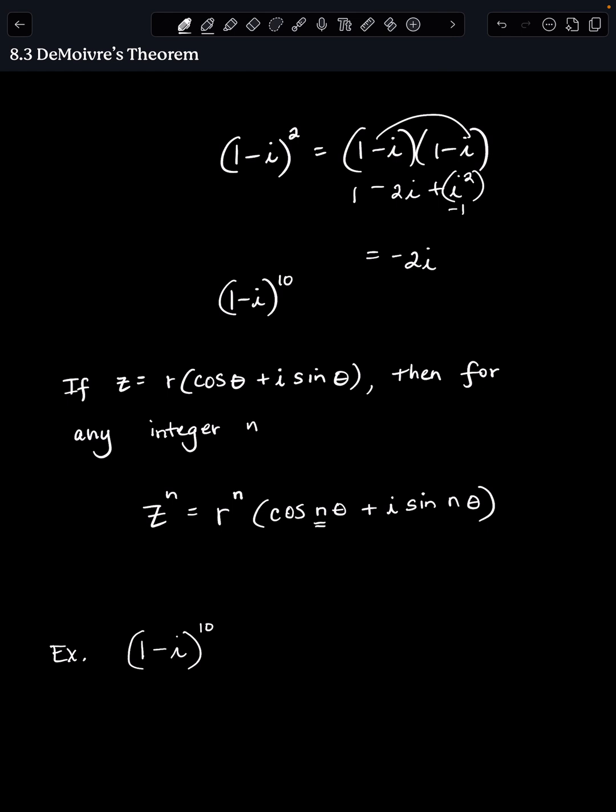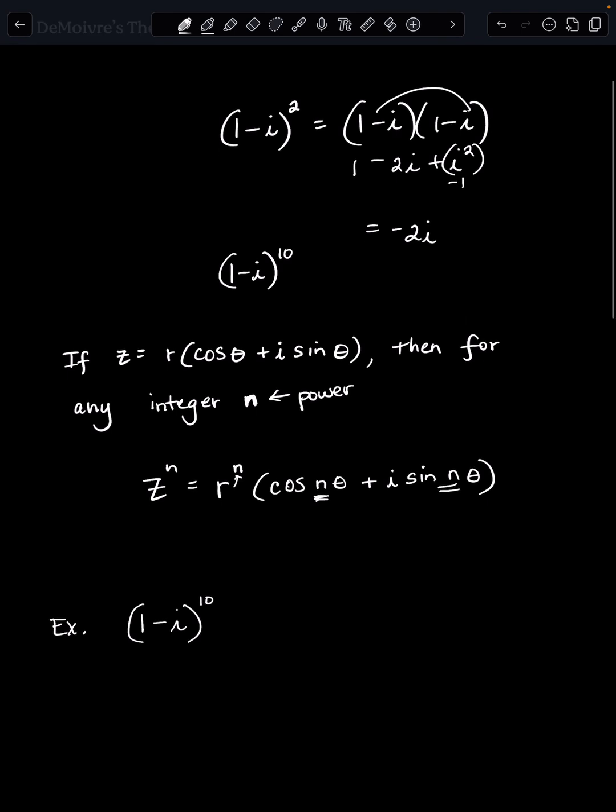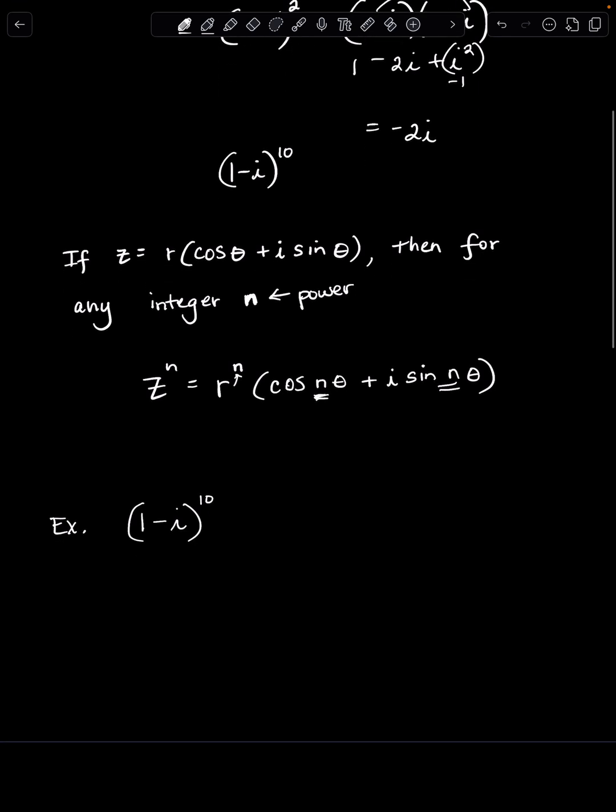So if we've got this complex number raised to a power, that power is going to be n. We're going to do the same thing we did to write it in polar form, except we're going to raise r to that power and then multiply theta by that power. All right, so let's look at the example that I was talking about up top. So (1 - i) to the 10th.